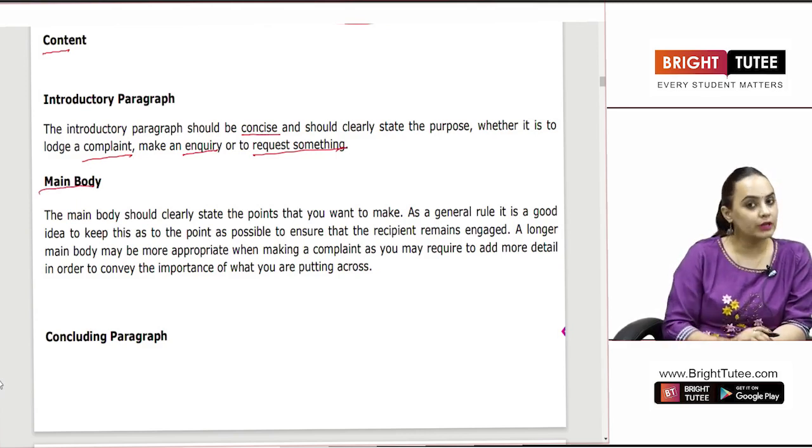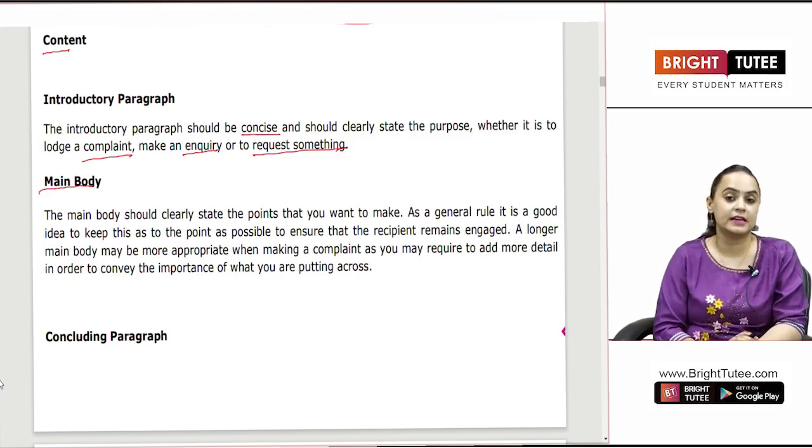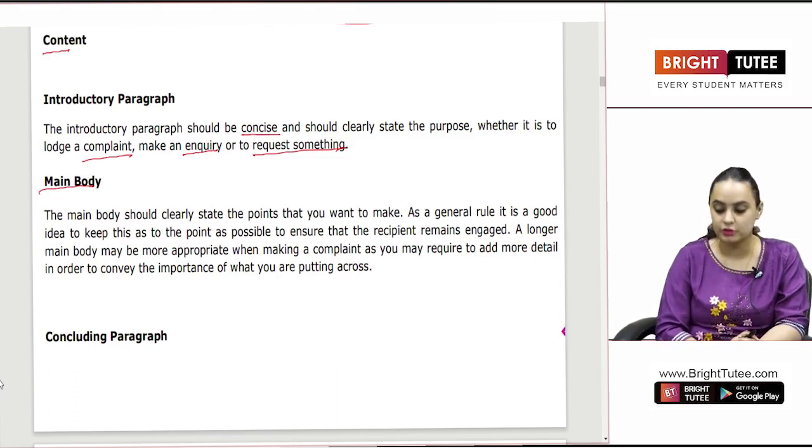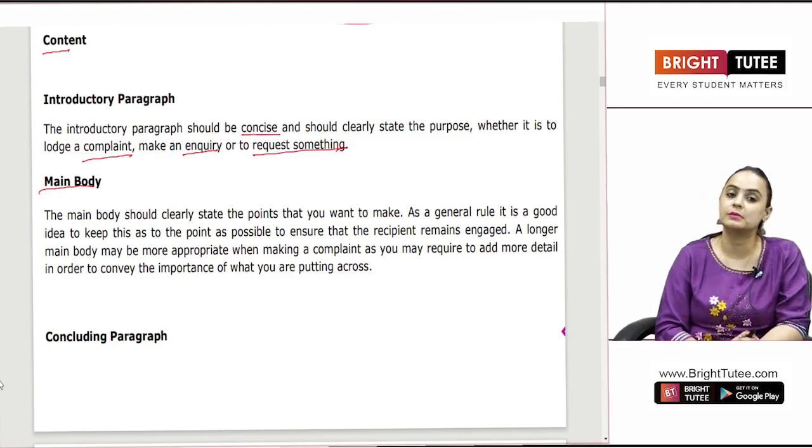The main body. Now, the main body should clearly state the points that you want to make. So, what are all the things that you want to include? As a general rule, it is a good idea to keep this as to the point as possible to ensure that the recipient remains engaged. So, it is always advisable to keep your second paragraph, which has the main body, as precise and as up to the point as possible.